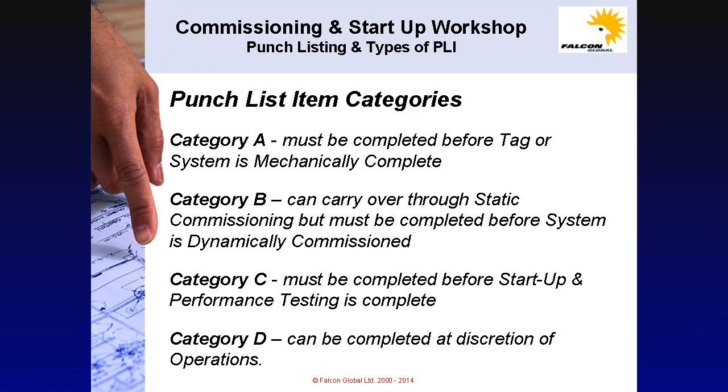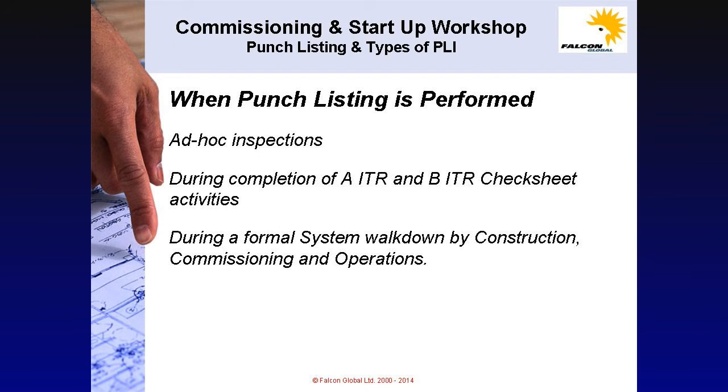Category C. These must be completed before startup and performance testing is complete. And Category D. These can be completed at the discretion of operations. The times at which punch listing is performed. This can be through ad hoc inspections at any time through the project lifecycle, also during completion of A check sheet and B check sheet activities, or during a formal system walkdown by construction, commissioning and operations.